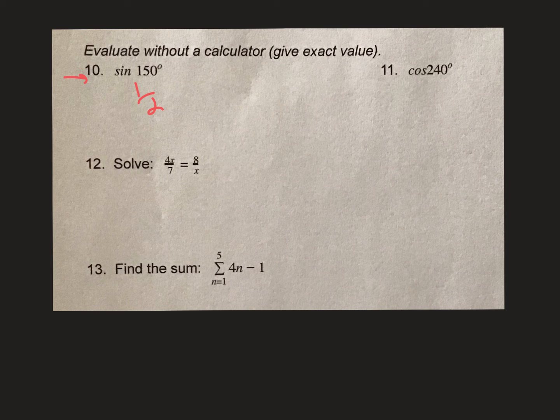Number 11, let's do the same thing. Find 240 degrees on your paper, on your unit circle. We're looking for cosine. So cosine is the x coordinate. The x coordinate at 240 degrees is -1/2. So there you go. 1/2 and -1/2. And that's the trig part of the test.